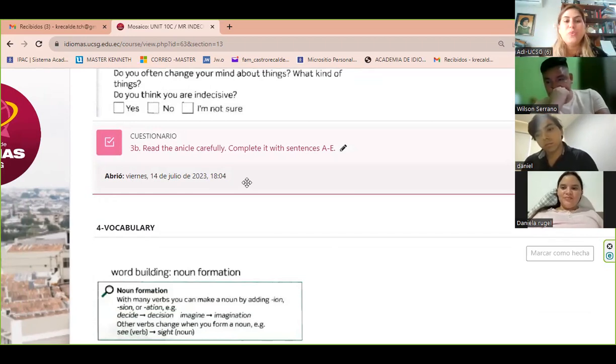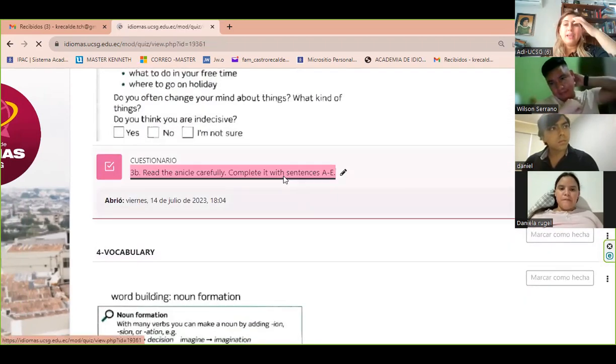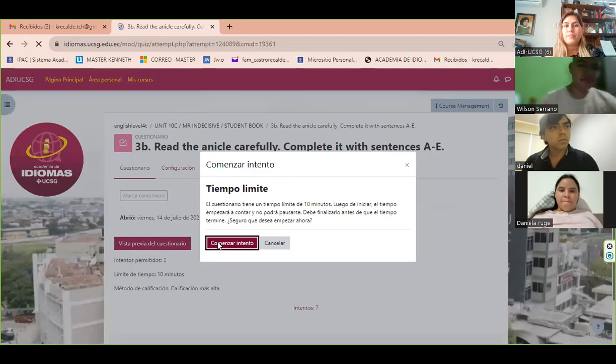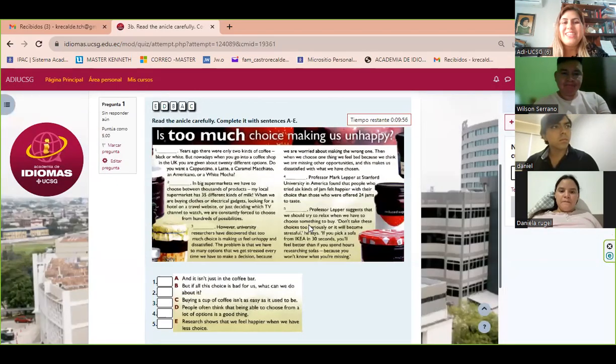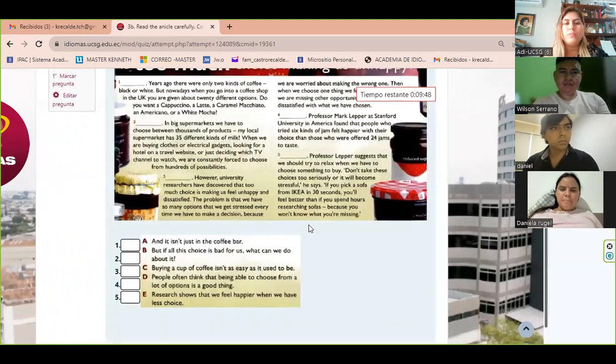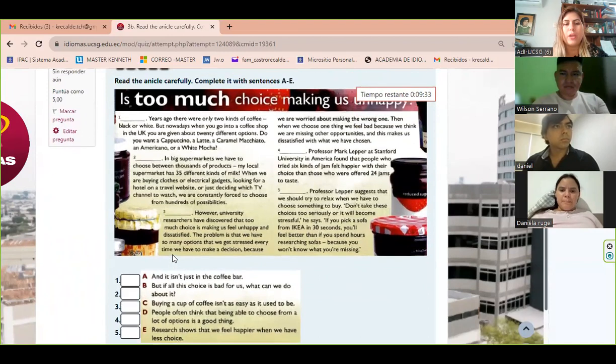Okay, so we're going to read, and then we're going to complete with sentences A to E. Tomorrow, we will continue with the rest of the exercise. So let's see. Is too much choice making us unhappy? You have to complete these sentences that were taken from the text, and we need to find out where they should be. Okay? So let's try to do it. Come on, I'm going to give you time.